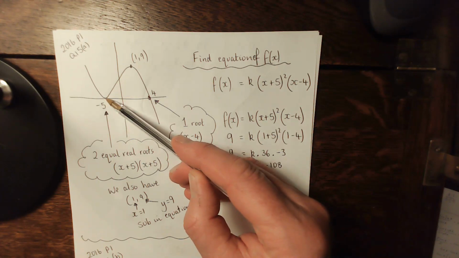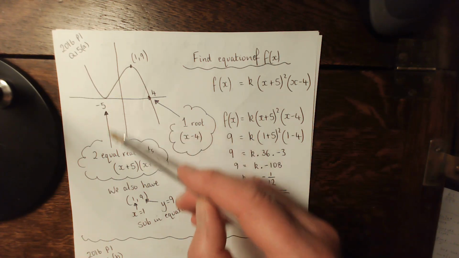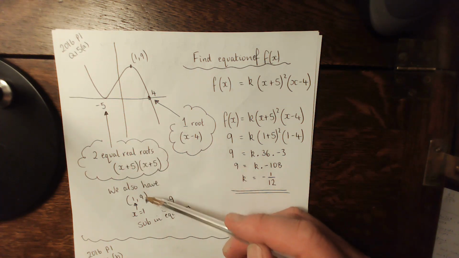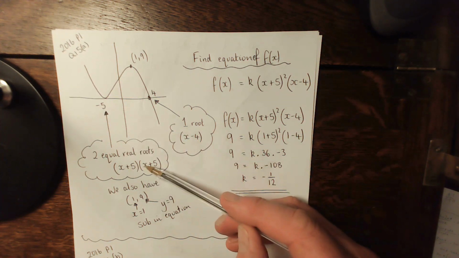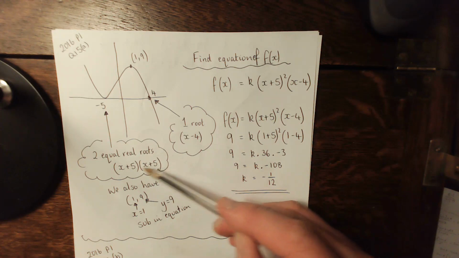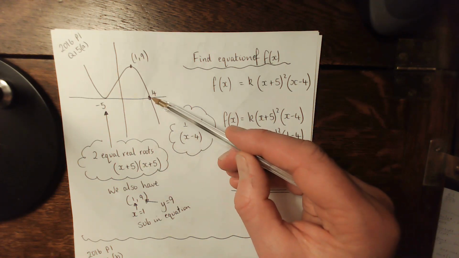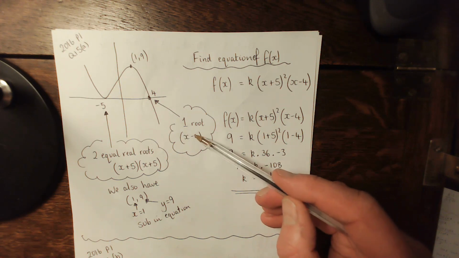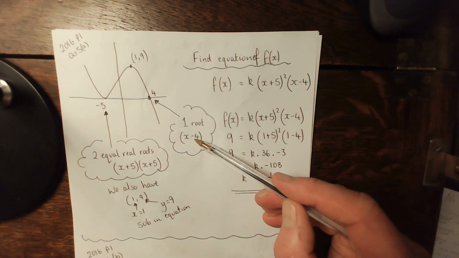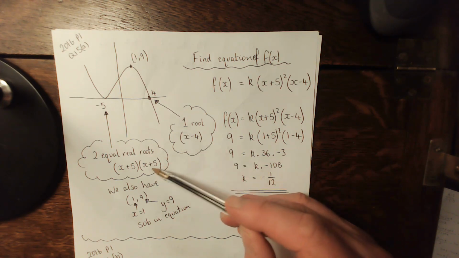turning point at -5. That turning point means you've got two equal real roots, so I've popped the -5 into two separate brackets, but the brackets are the same. The other root is when x is equal to 4, so x minus 4 is what happens when you put it back into the bracket.